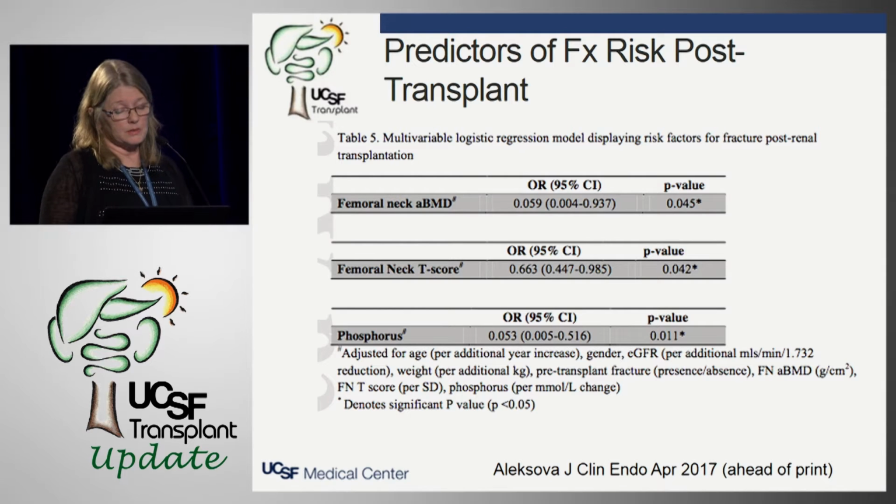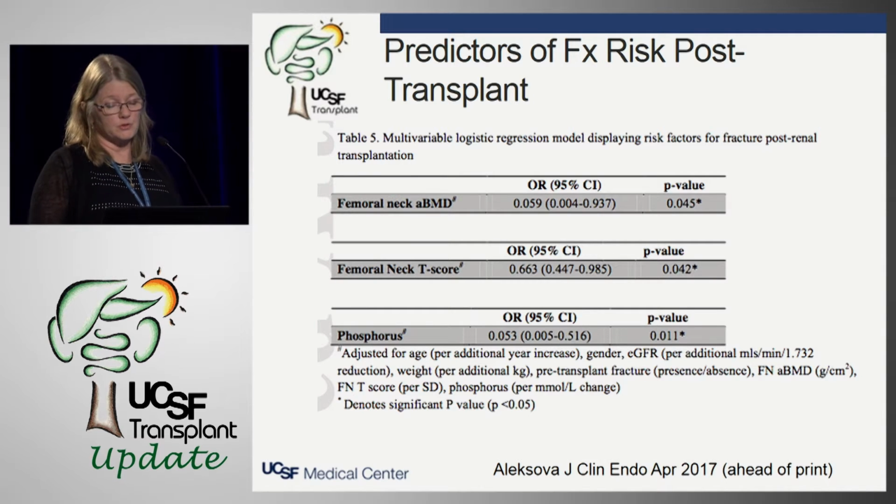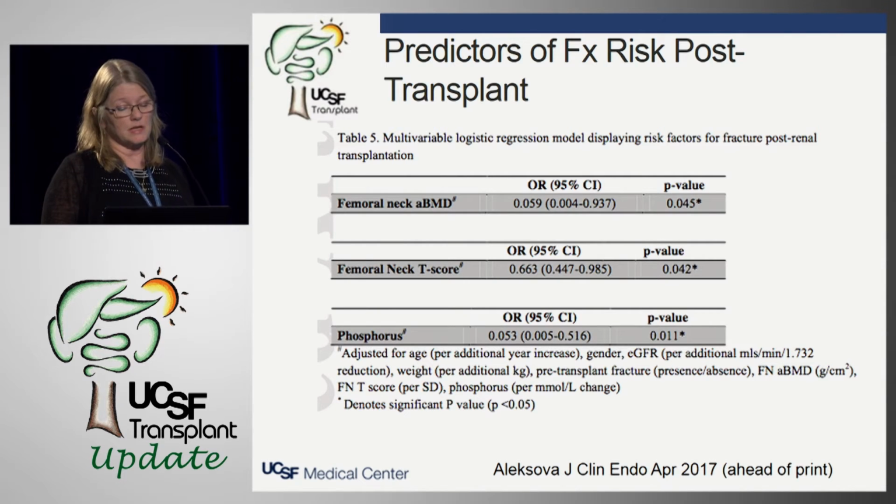Then this paper out of ANZDATA, which is Australia and New Zealand, wanted to look at the predictors of fracture risk post-transplantation. They looked at bone mineral density, which was not really reaching statistical significance, almost, depending on what you want to call it, femoral neck fractures, decreased bone density, and increased risk of fracture, or phosphorus, which was probably the most striking and surprising aspect of the study: a low phosphorus was predictive of an increased fracture risk. And maybe we're not being aggressive enough about phosphorus replacement.